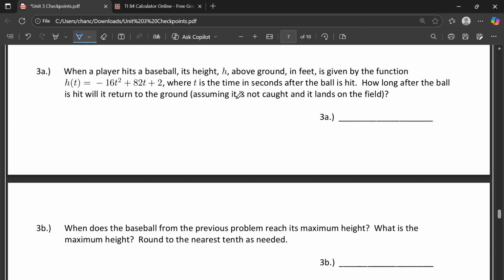Okay, so I'm going to sketch a graph of this function. There are two important things I'm going to pay attention to: its y-intercept, and its leading coefficient, whether it's positive or negative. If it's positive, then it would be opening upwards. If it's negative, then it would be opening downwards. So we've got a y-intercept at about 2. The ball gets hit, it goes up in the air, gravity pulls it back down, and then boom, we hit the ground. And they're saying, how long after the ball is hit will it return to the ground?